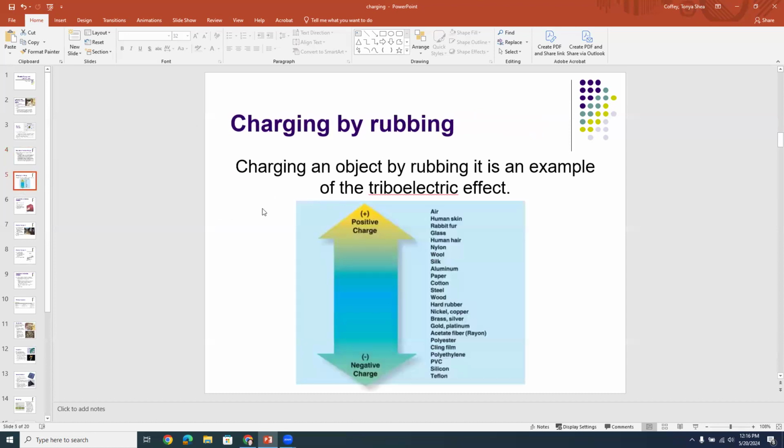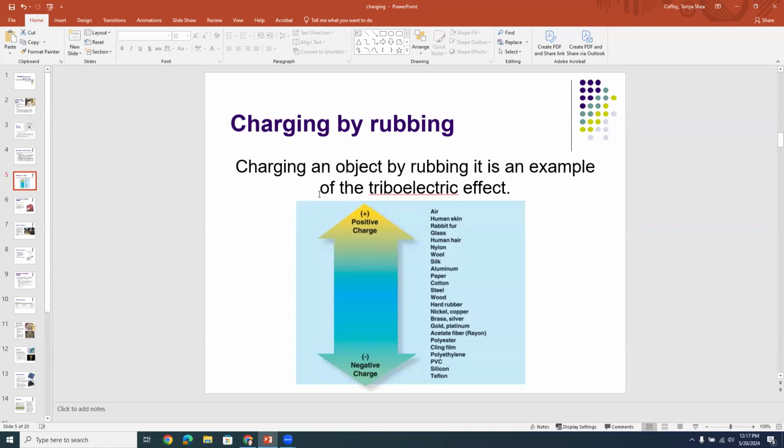In the triboelectric scale shown here, it shows you which way an object will be charged. Now, if rubbing it causes a positive net charge to the object, then that means that that object has given some of its electrons to the other object. And if an object has a negative net charge, then that means that that object took electrons when it rubbed the other object.